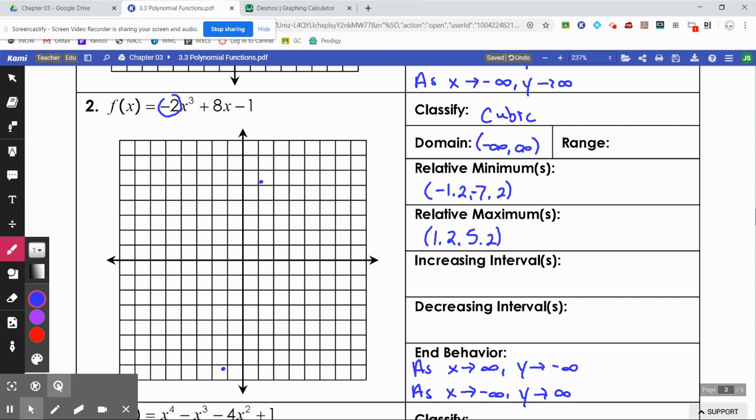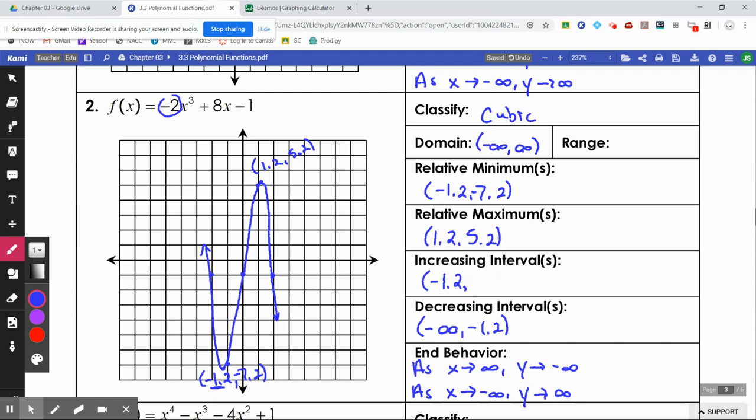Let's go ahead and sketch our graph from our Desmos graph. So there's a picture of our graph along with our max and min there. For our increasing and decreasing intervals, we see that our graph actually starts decreasing. So let's decrease first from -infinity up to -1.2. Then we increase between the minimum and the maximum, so -1.2 up to +1.2. Then we start decreasing again, and we decrease from +1.2 for the rest of the time to infinity.